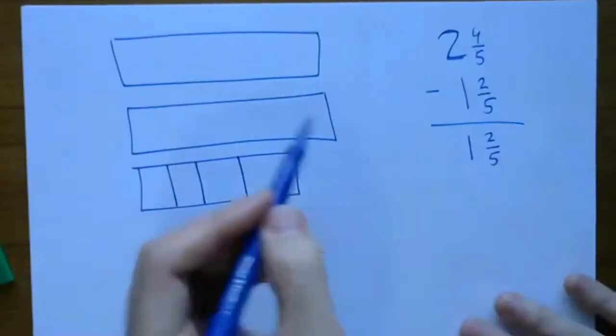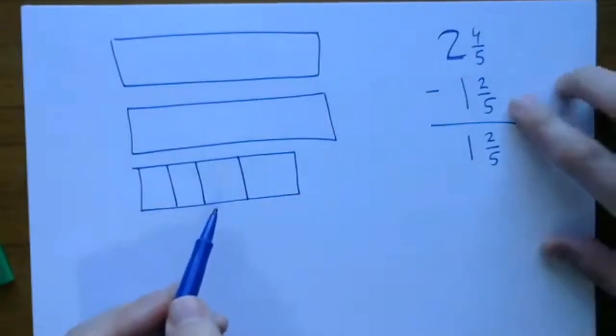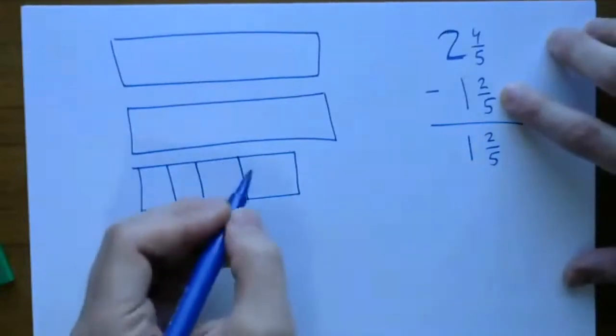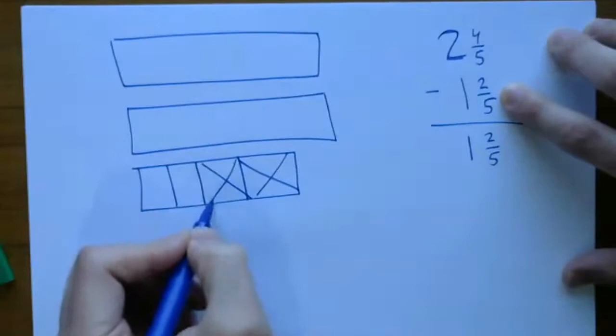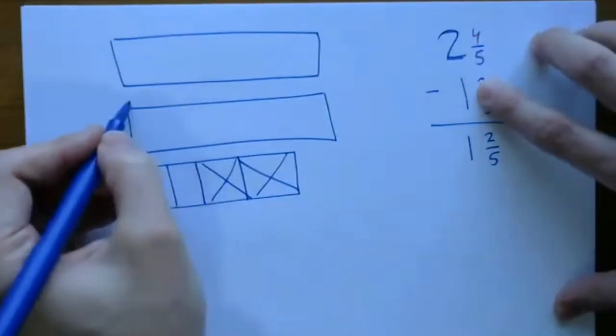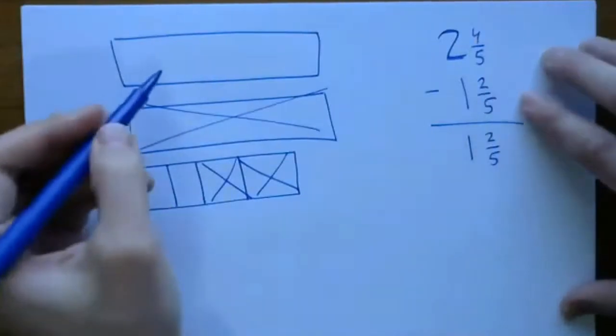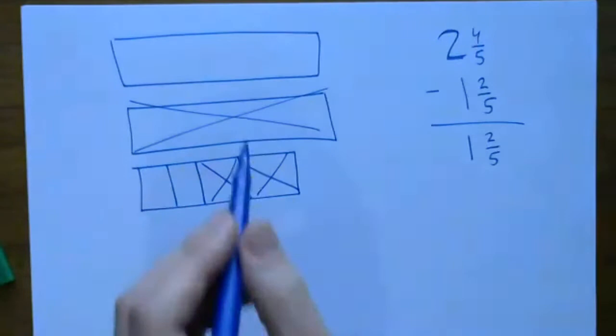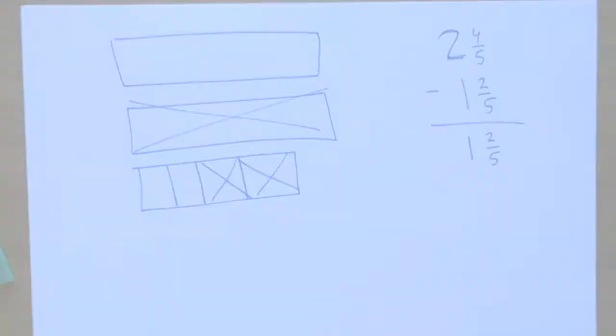And I like this model a lot better because instead of flipping over the tiles, I can just say, okay, I want to cross out 2/5 because I'm subtracting those 2/5 away from those 4/5. And then I have these 2 wholes, and I'm subtracting 1 whole. And then whatever is left, 1 whole and 2/5, gives me my difference. So I really like drawing out those models.